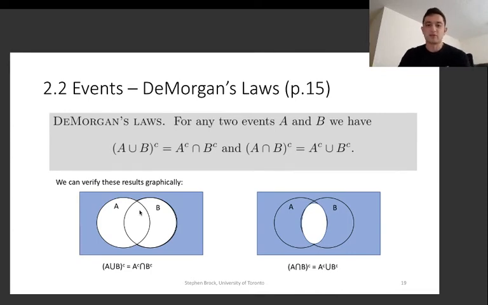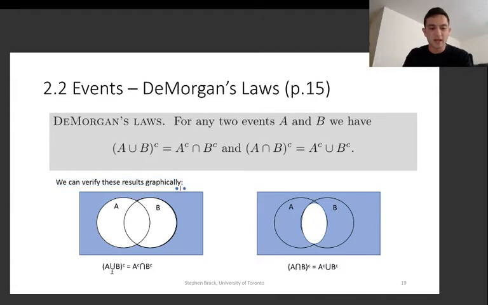De Morgan's laws. De Morgan's laws are important to understand and memorize because you can use these as a tool for solving questions. So the complement of A union B is equal to A complement intersection B complement, and the complement of A intersection B is equal to A complement union B complement. And we can verify these results graphically if we were to draw them out.